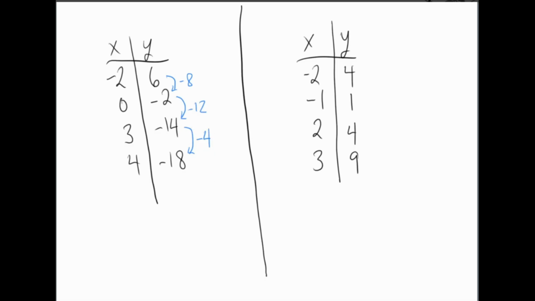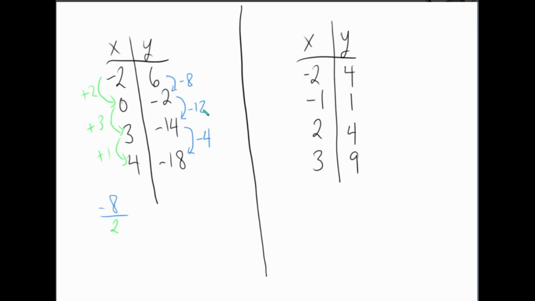Okay, so now I'm going to compare that to my x's. From negative 2 to 0 is plus 2. From 0 to 3 is plus 3. From 3 to 4 is plus 1. Now I'm going to take each of my change of y's and compare that to its corresponding change of x. So my first change of y over the first interval was negative 8. My first change of x over the first interval was positive 2.